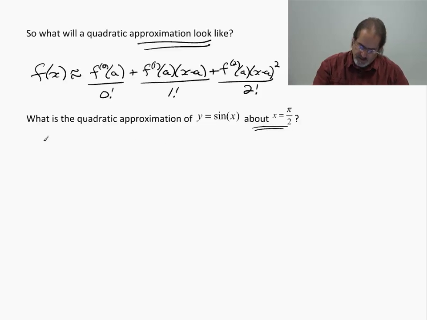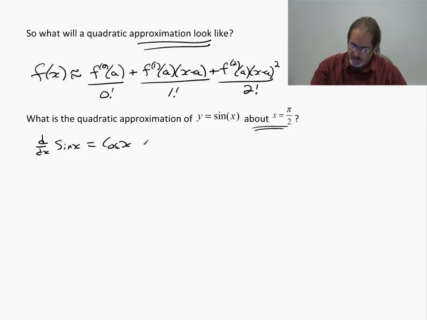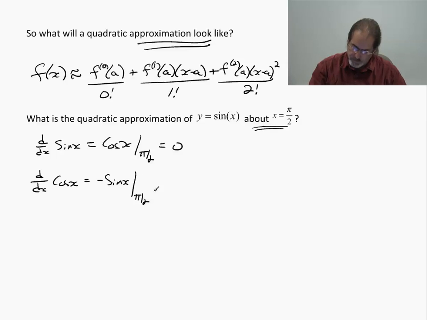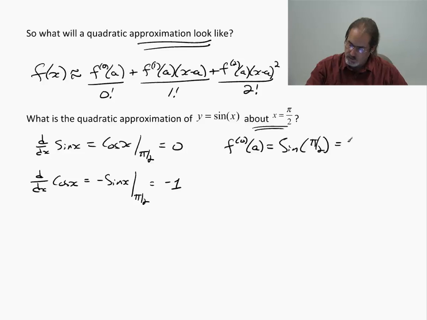So, what is the quadratic approximation of sine x about x equals pi over 2? Well, let's see. First thing I need is d/dx of sine x, which is cosine of x, evaluated at pi over 2, which equals 0. Now I need d/dx of cosine of x, which is negative sine x, evaluated at pi over 2, which is negative 1. So these are my first and second derivatives. I also need the 0th derivative, evaluated at a, which is sine of pi over 2, which equals 1.